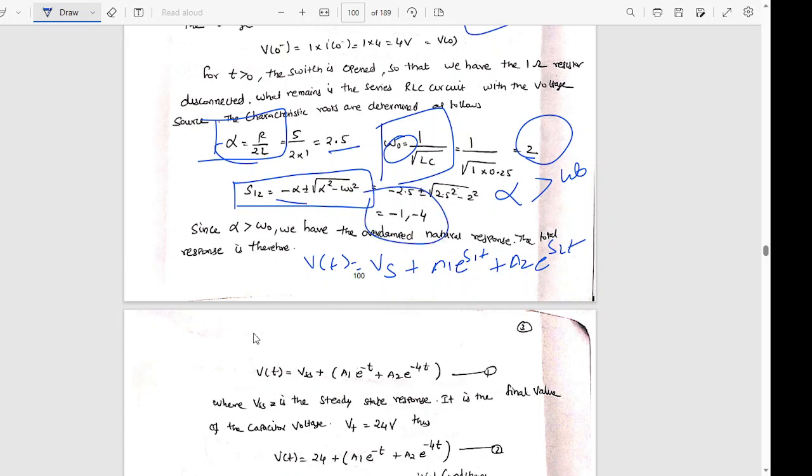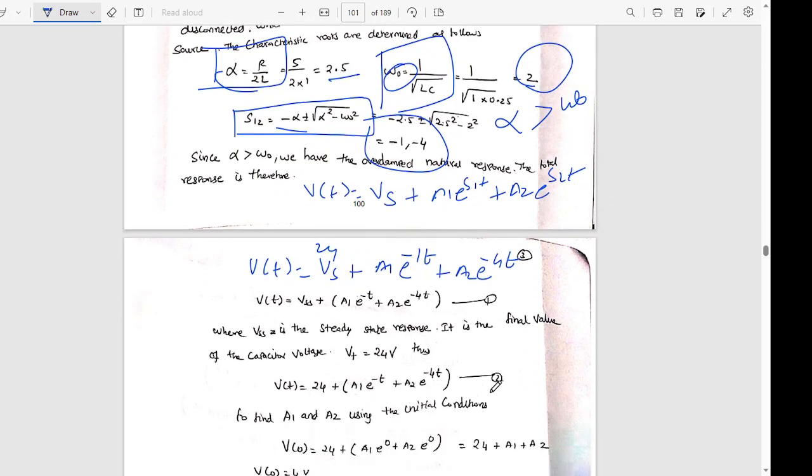Substitute that, we will get V of t equal to Vs. So we can substitute 24 also here, plus A1, which we don't know, e power S1, which is minus 1 times t, plus A2 e power minus 4 times t. Okay, that is what we got here in equation number 2. Now I need to find out A1 and A2.